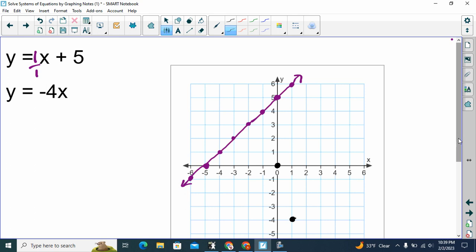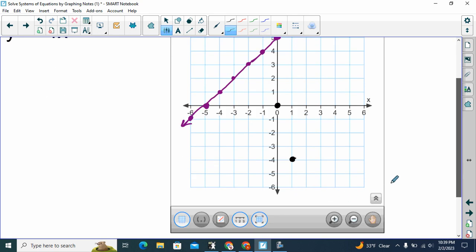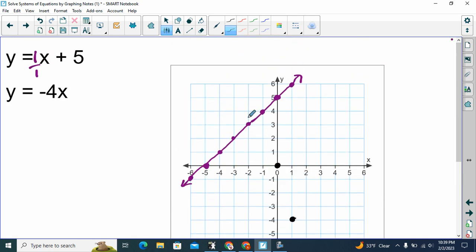Notice if I keep going down 4 over 1, I'm not seeing where it's crossing over here. So that's why it's important to graph some points to the left of the y-axis. If I'm on this same line, I would want to go up 4, left 1. And not a very straight line on my part, especially right there. But we do see our intersection point. It's right here. We list our solution. X is negative 1, y is 4.